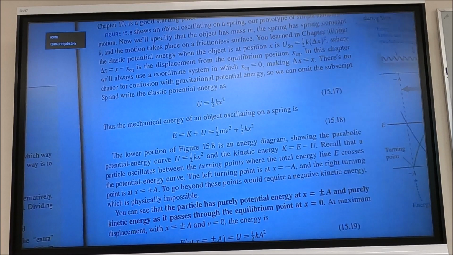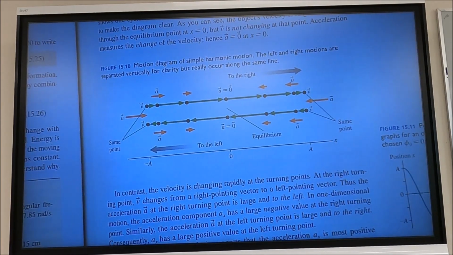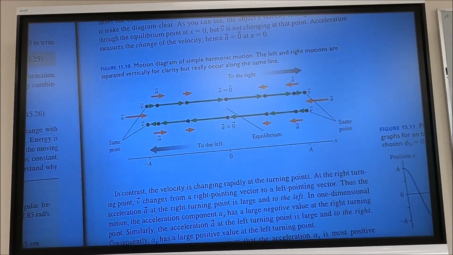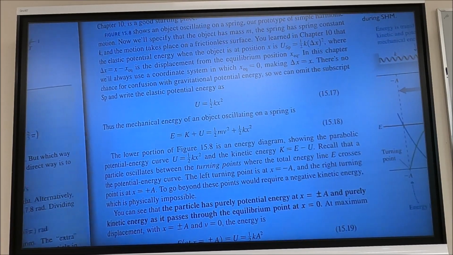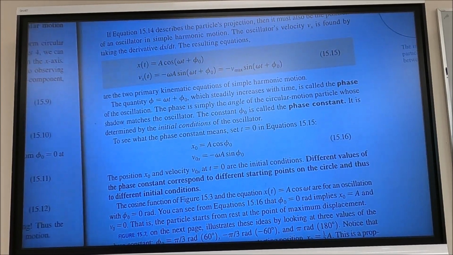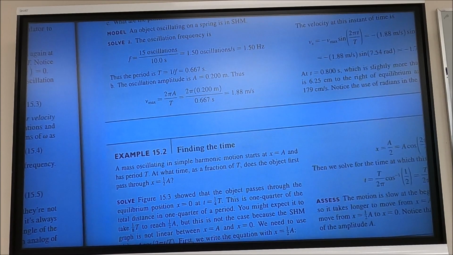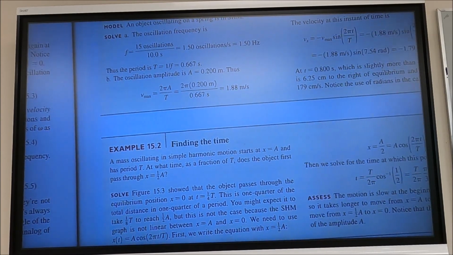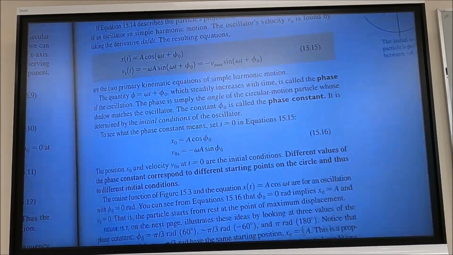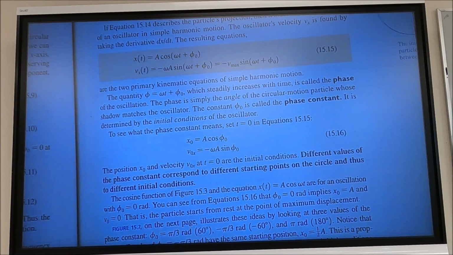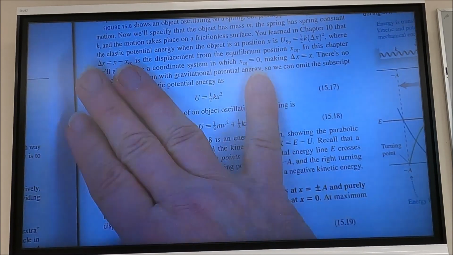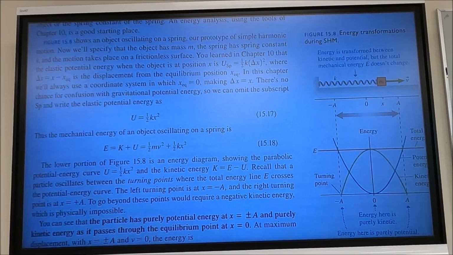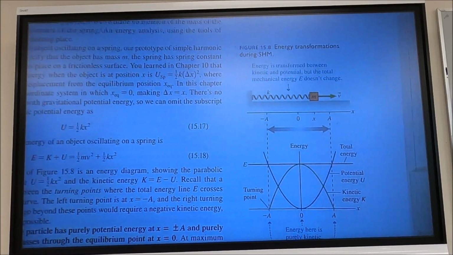Stop and think, come on. Where's my stop and think? There's 15.1, stop and think. Where did 15.2 go to? Here it is. All right.